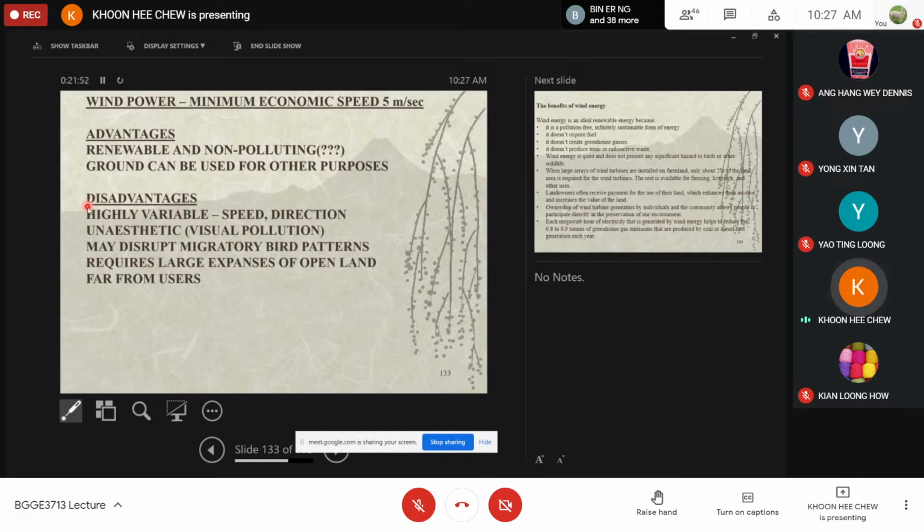Why is it highly variable? Because it's beyond our control. It depends on the speed and direction of the winds. All of it depends on nature, mother nature. What is the speed and what is the direction? The direction of the wind may change.